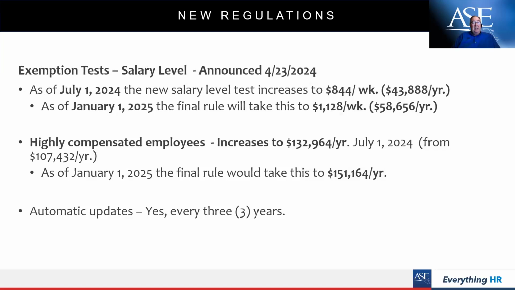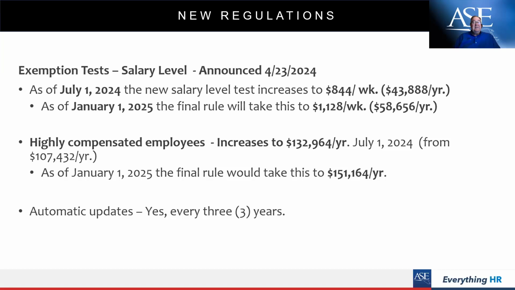Okay, what has changed with the publication of the new regulations announced 4/23/2004? The salary level test was increased. It was $600, about $38,000, up until, and continues till next week, where it will go up to $844 per week, or $43,888 per year. Shortly after that, in January, it'll step up big time and go up to $1,128 a week, or $58,656 per year.